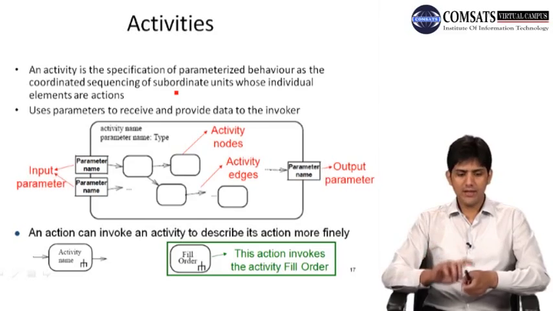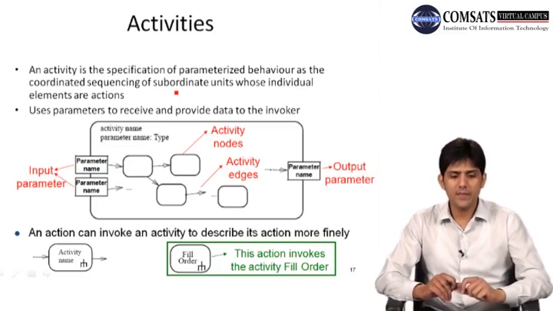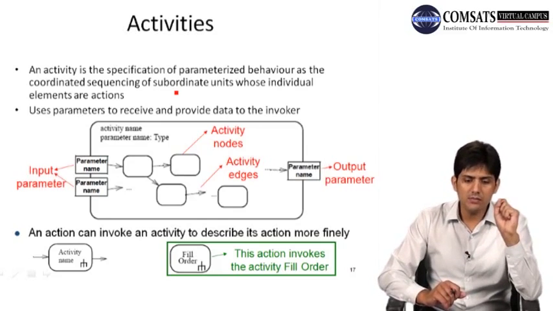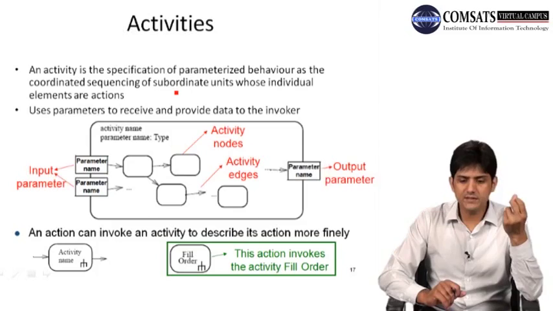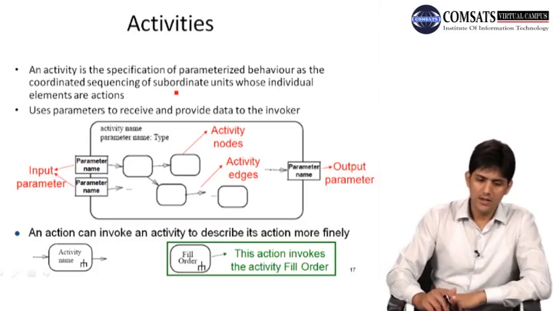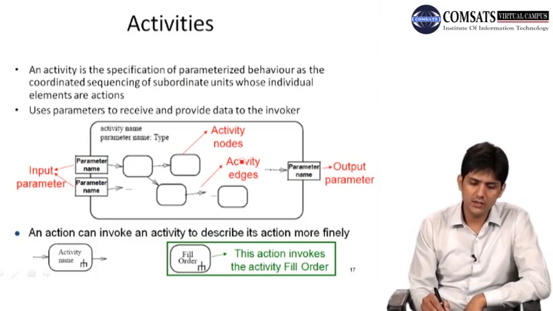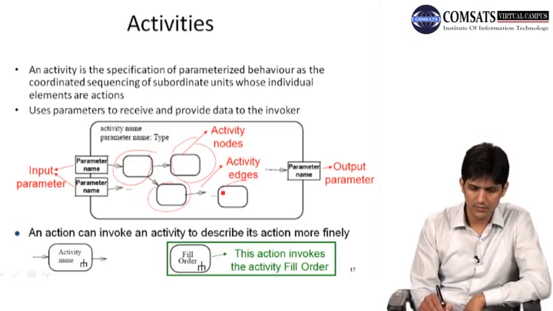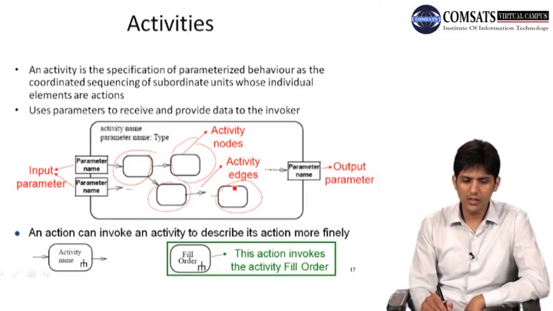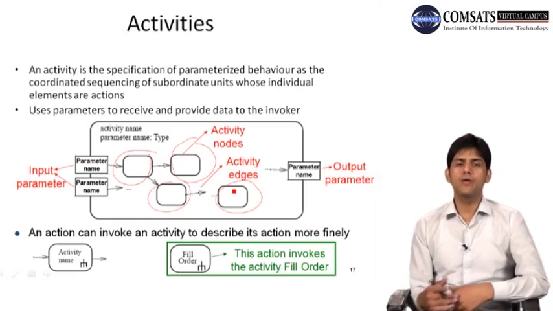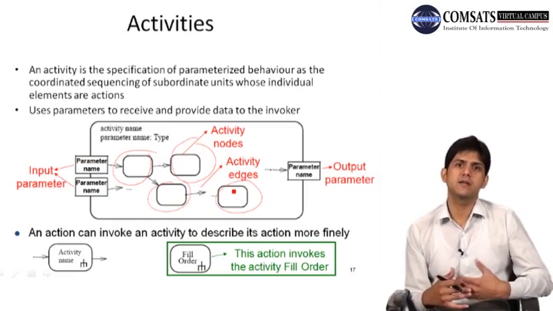Okay, now let's have a look at these activities. What is an activity? An activity is the specification of parameterized behavior as the coordinated sequencing of subordinate units whose individual elements are actions. So if we have a huge diagram, these are basically all activities, and then we have input parameters and output parameters. Within an activity there are different actions that are taking place.